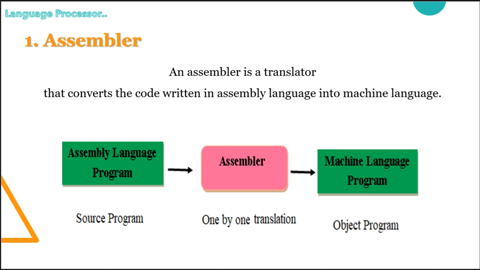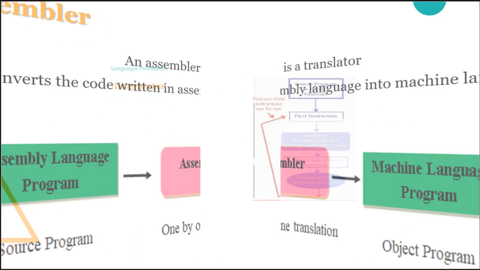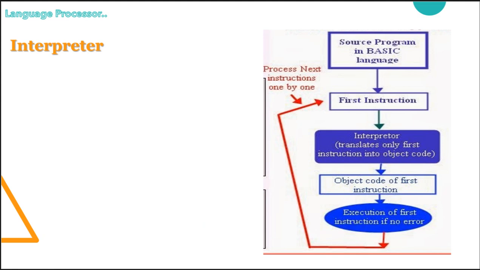There are many types of assembly languages. The currently most popular are ARM, MIPS and x86. ARM is used on lots of cell phones and many embedded systems also. Next we have the interpreter.